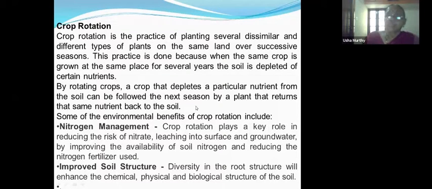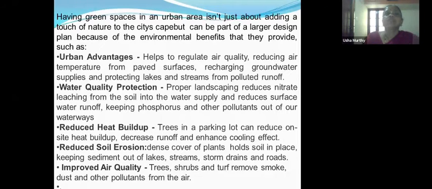Of course, there are so many benefits. Nitrogen management: it plays a key role in reducing the risk of nitrate leaching into the surface and groundwater by improving the availability of soil nitrogen and reducing the nitrogen fertilizer which is used. And crop rotation also improves the soil structure. Diversity in the root structure will enhance the chemical, physical, and biological structure of the soil.